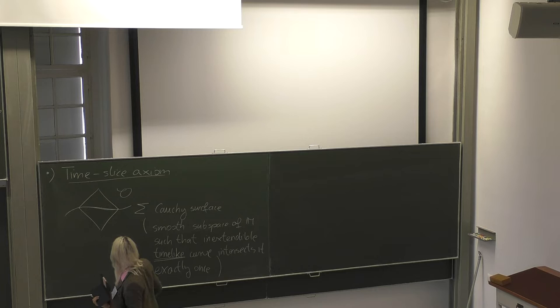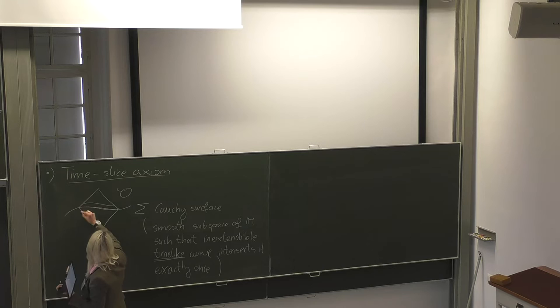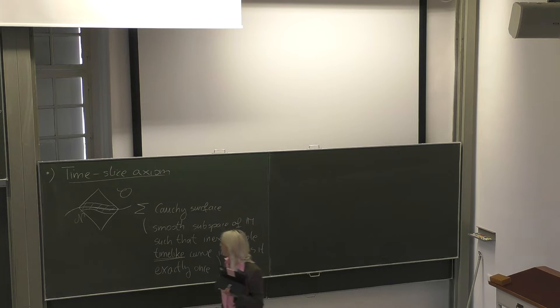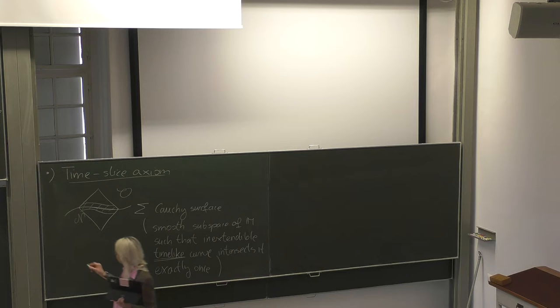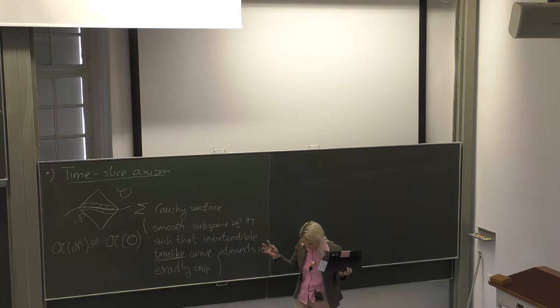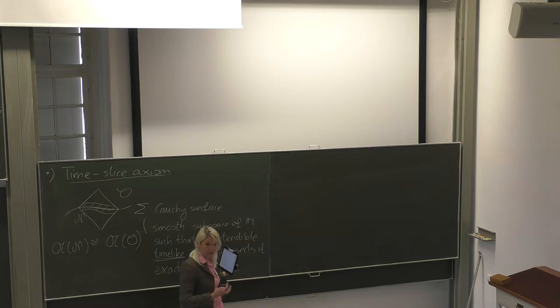I want to take a neighborhood of a Cauchy surface. So let's have this one. This is N. And the time slice axiom says that all the information about the algebra in O is already contained, localized in that neighborhood N. So A of N is isomorphic to A of O. This is a sort of abstract quantum version of the well-posedness of the initial value problem in classical theory. So that's the time slice axiom.